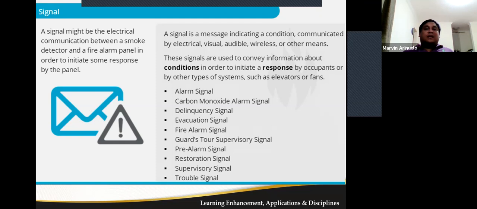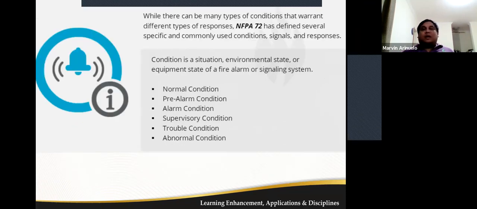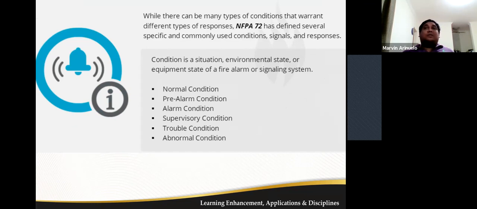So other signals are as follows: alarm, carbon monoxide signal, delinquency, evacuation, fire alarm, gas, supervisory, pre-alarm, restoration, supervisory, and trouble or fault. While there are many types of conditions that warrant different types of response, NFPA defines several specific and commonly used conditions, signals, and responses. Again, the condition is a situation. It can be an event for me.